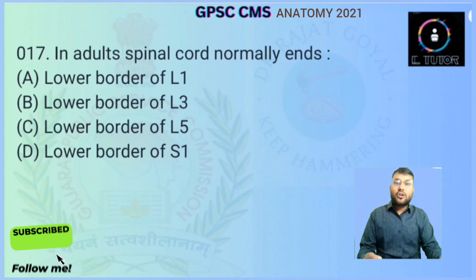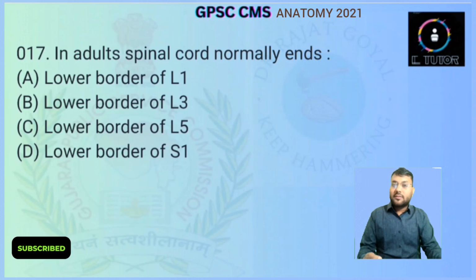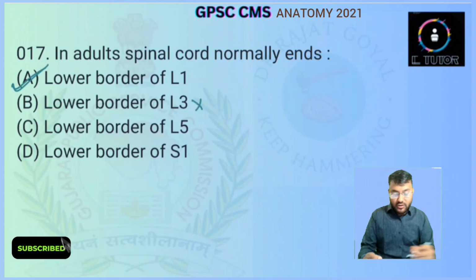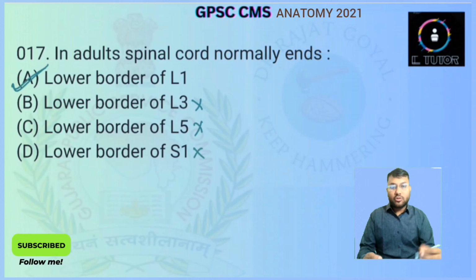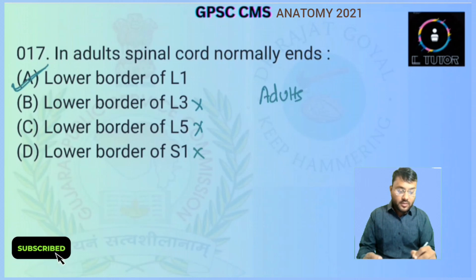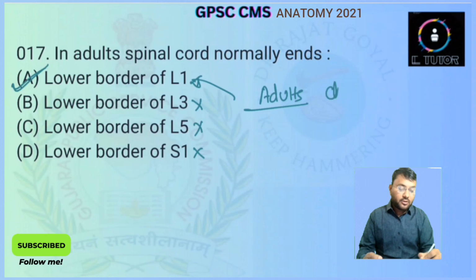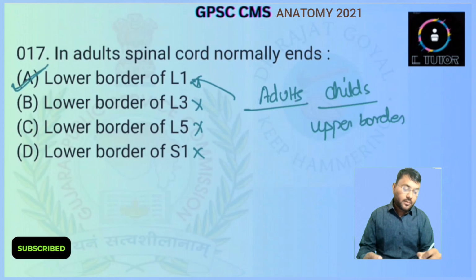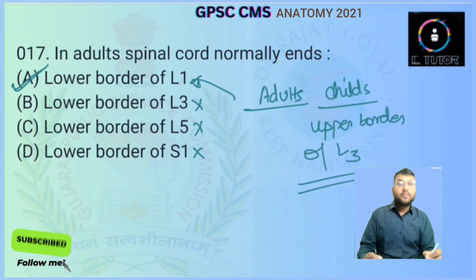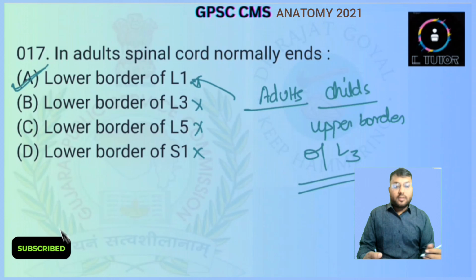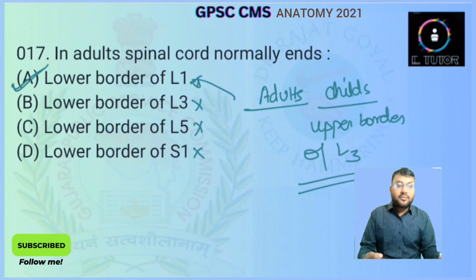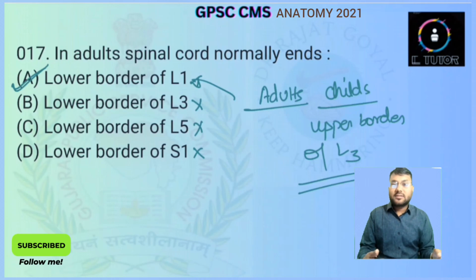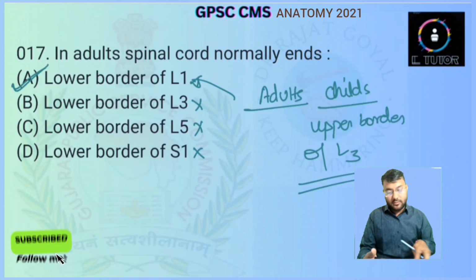In adults, spinal cord normally ends into. So lower border of L1, this is true. Lower border of L3, no, this is not true. Lower border of L5, no. And lower border of S1, no. So if we talk about the adults, then lower border of L1 is there. And if we talk about the children, then upper border of L3. So next time they can ask about the children also. So answer will be upper border of L3. And for this question they are asking about in adults, so answer will be lower border of L1.